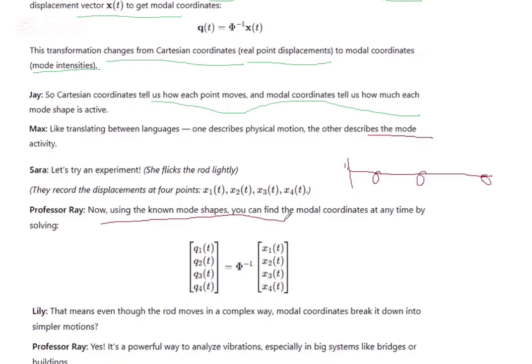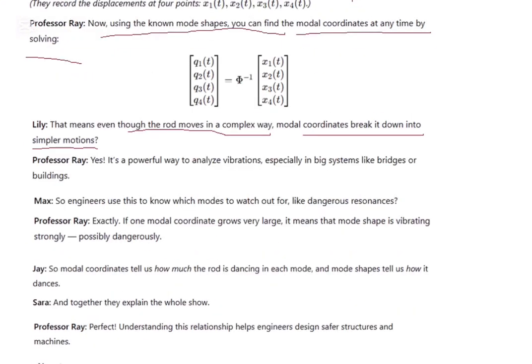Now using the known mode shapes, you can find the modal coordinates at any given point of time by solving. That means even though the rod moves in a complex way, modal coordinates break it down into simpler motions. With that we can find out which motion is going to be very much active. It's a powerful way to analyze vibrations, especially in big systems like bridges. Use this to know which modes to watch out for, like dangerous resonance. If one modal coordinate grows very large, it means that mode shape is going to be vibrating strongly, possibly dangerously.